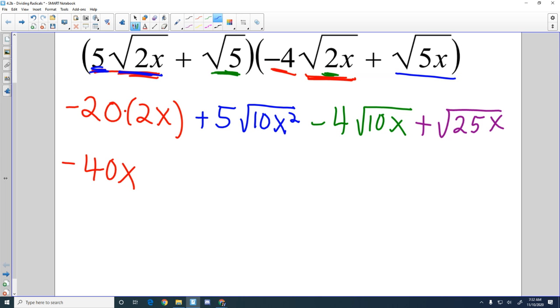For the second term, that blue one up there, you have 5 times the square root of 10x squared. So I can't simplify the square root of 10. That doesn't break down further. 2 times 5, there's no groups of 2.